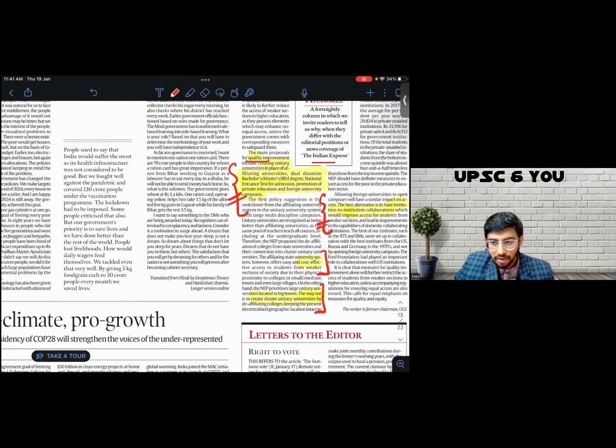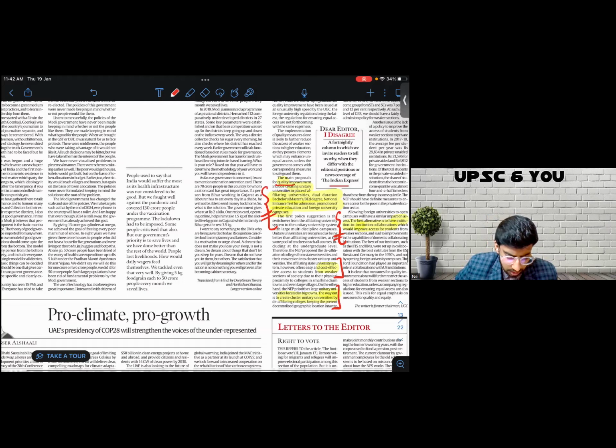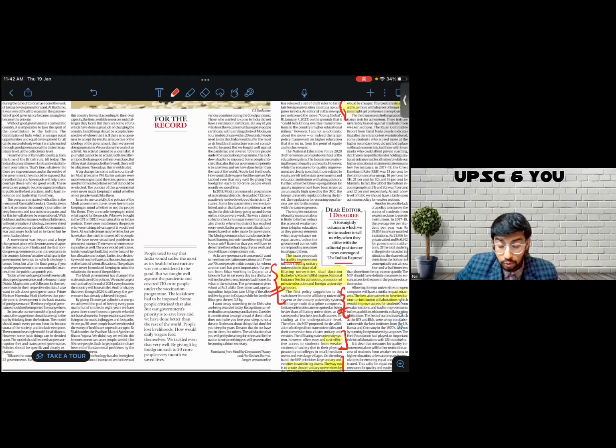So the writer says, instead of allowing foreign universities, we should focus on collaboration between our universities and theirs. And I think that is a read this article. These are the important pointers which can be used. This is a framework that you can use in a question on education access, equity, and quality.